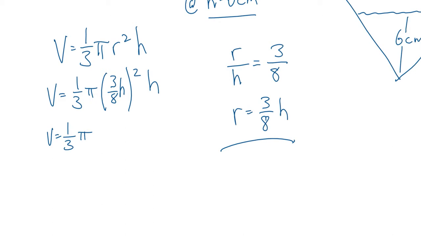So 3/8 all squared is 9 over 64. You square the top and the bottom, and then I get h squared times another h. Okay, so 9 divided by 3 is 3, so I'm actually going to get 3 pi over 64 times h cubed.